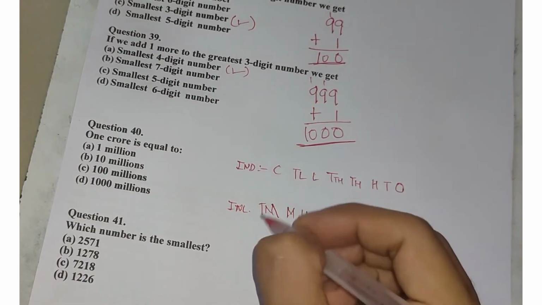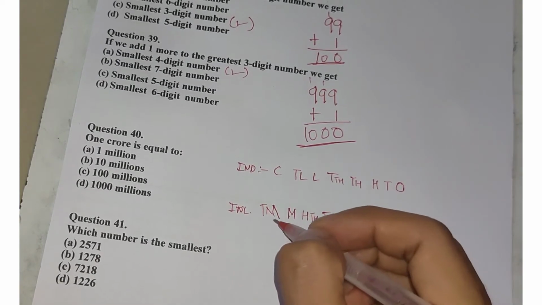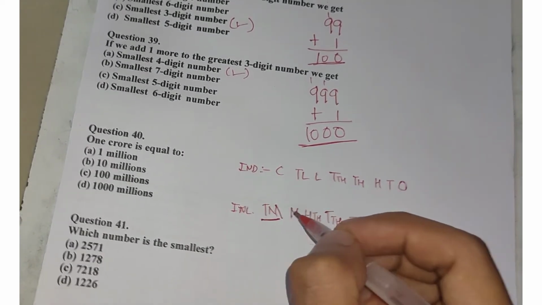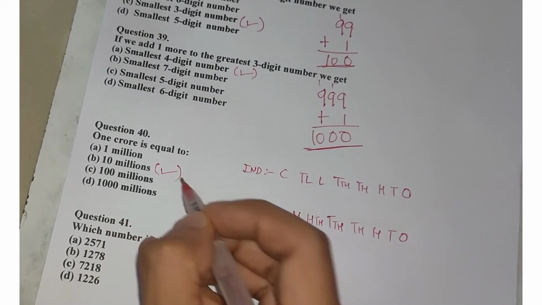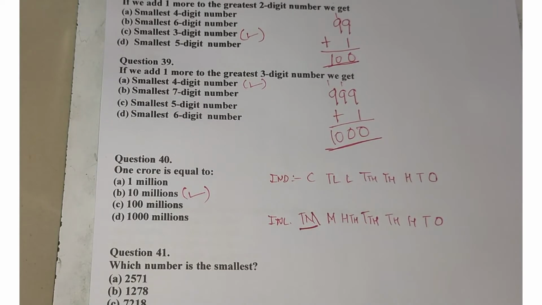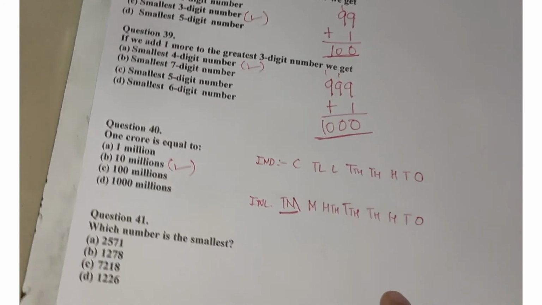So 1 crore is represented by the 10 million box. According to that, option B will be the correct option, and it is 10 million. 10 million is equal to 1 crore.